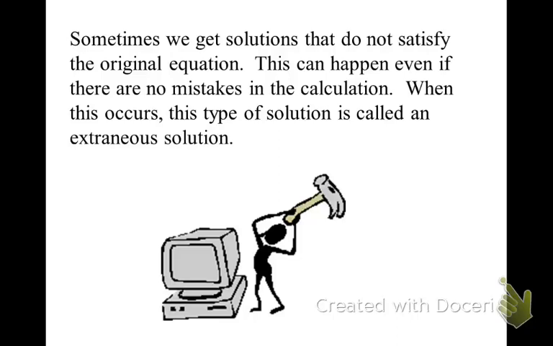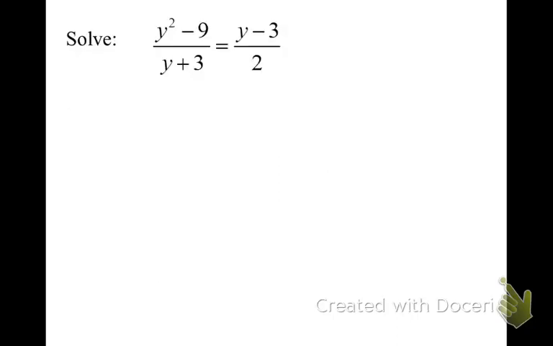Okay, here we are in 11.1, and now we're going to solve another proportion. But this one is going to have a solution that does not make the equation true. This is going to be an extraneous solution. So here we go: y squared minus 9 over y plus 3 is equal to y minus 3 over 2. And we're asked to solve this proportion.